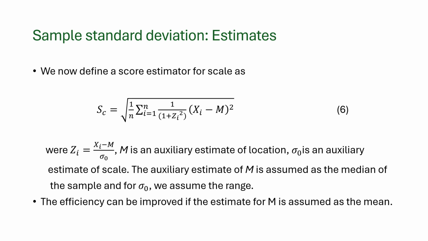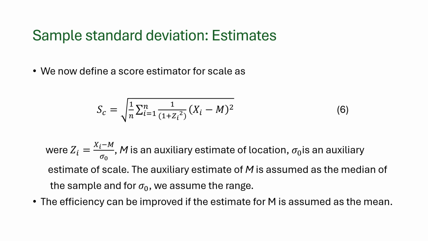That's natural. And here is a very interesting and very useful, very efficient estimator rather. This involves another function within the formula, which is actually a standardized variable of xi with m and sigma naught. It is what is called a score estimator, given as square root of 1 upon n summation 1 upon zi square xi minus m whole square, and zi is given as xi minus m by sigma naught. And m is called an auxiliary estimate of location.